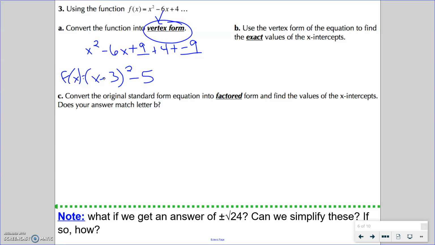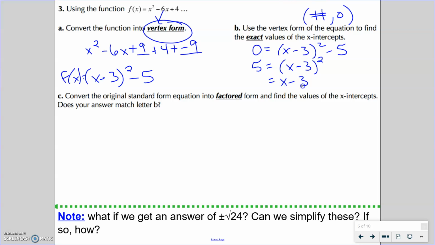Okay, so then it says, use the vertex form of the equation to find the exact values of the x-intercepts. Well, remember, x-intercepts are a number, comma, 0. So I'm plugging in 0 for y, or in this case, f of x. And because it's in vertex form, I'm just going to literally solve for x. So add 5 to both sides. Take the square root of both sides, but here's the problem. Square root of 5, not really a nice number. So here's how we notate that.